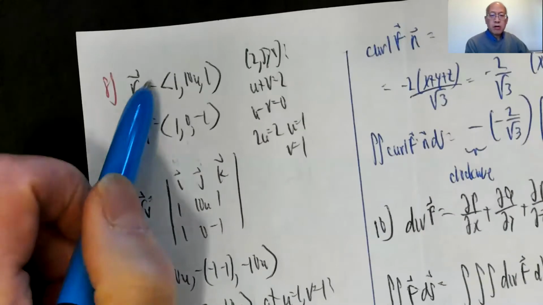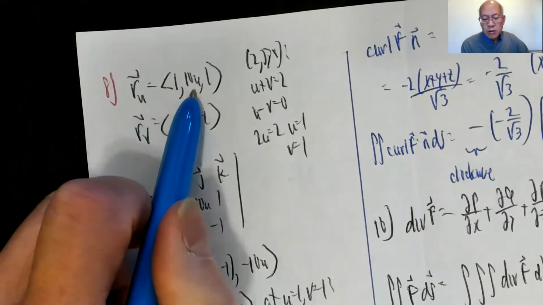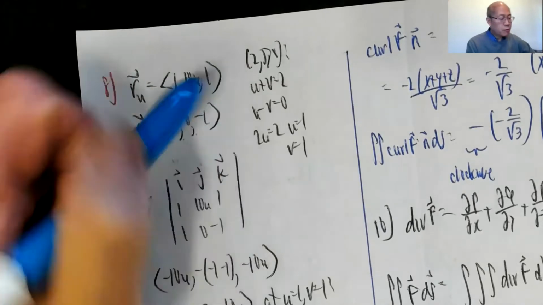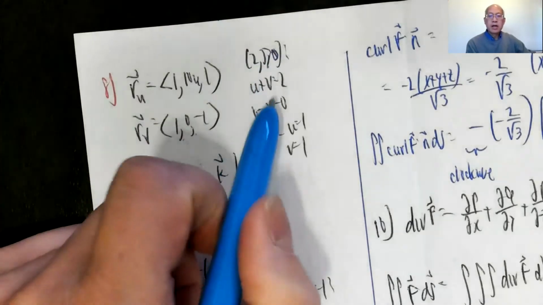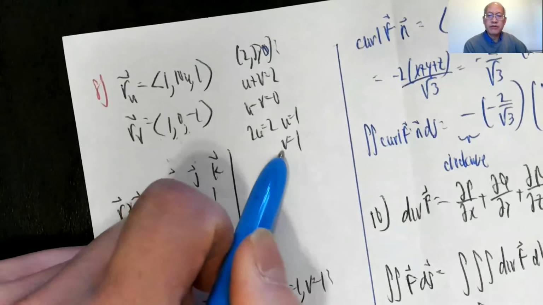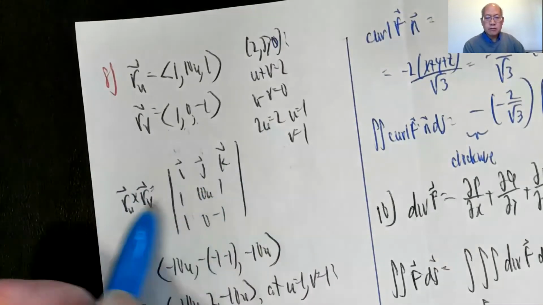Number 8, r_u is 1, 10u, 1. r_v is 1, 0, negative 1. I'm at the point 2, 5, 0. That means u plus v is 2, u minus v is 0. Add them up, 2u is 2, u is 1, v is 1. So u and v are both 1.